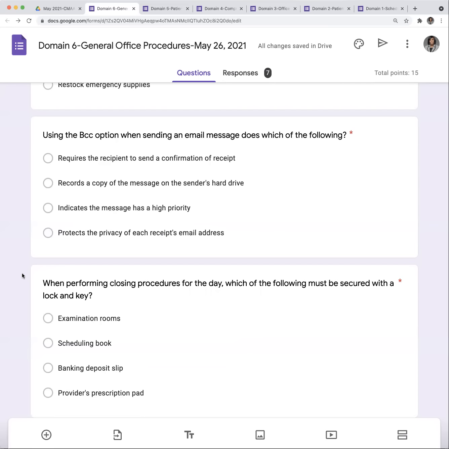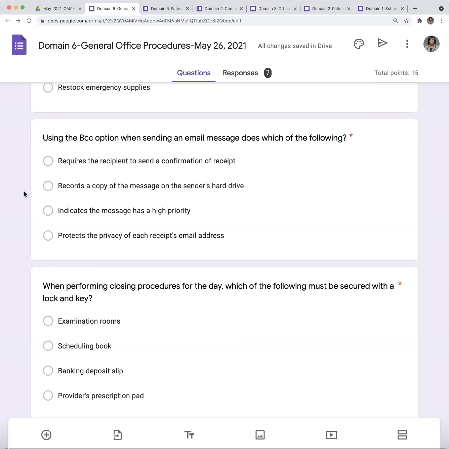Using the BCC option when sending an email does which of the following? Protects the privacy of each recipient's email. I can't stand when people send out an email and it's got 500 people copied on it. It just drives me crazy. But then people like to do a reply all, and now everybody is getting in on that whole conversation when we don't need to be.